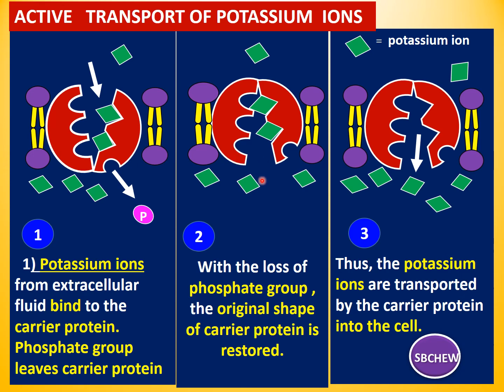So it will face downwards now. From facing upwards, it's facing into the cell. So when it changes shape here, it goes back to its original shape due to the loss of the phosphate group. It will be able to allow these potassium ions to be transported and released into the cell. So for this process of active transport of potassium ions, the energy was not needed here, as in the first part for the transport of sodium ions.